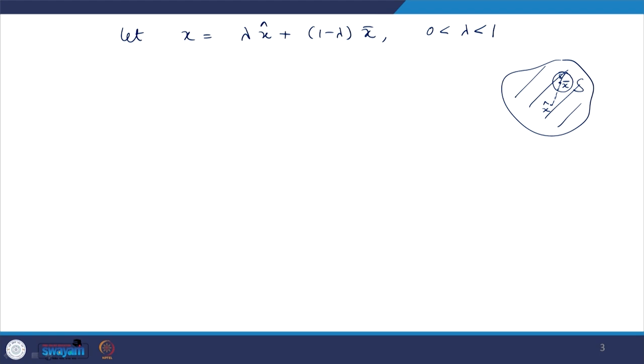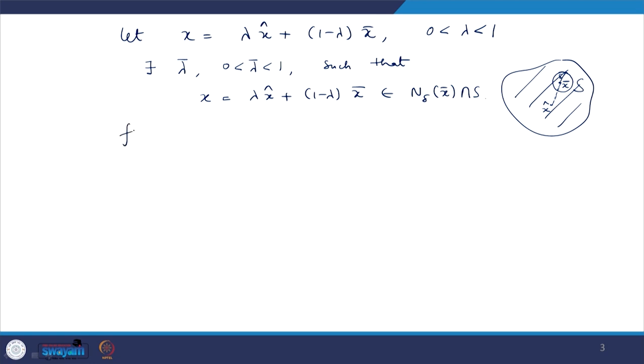So, we can say that there will always exist some lambda bar between 0 and 1 such that x, which is the CLC of these two points, belongs to the delta neighborhood of x bar intersection with S. Okay. Because it is x bar and it is some x cap, so there will always exist some lambda such that x belongs to this neighborhood.